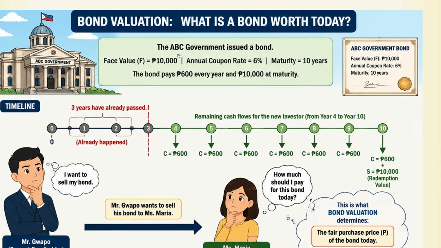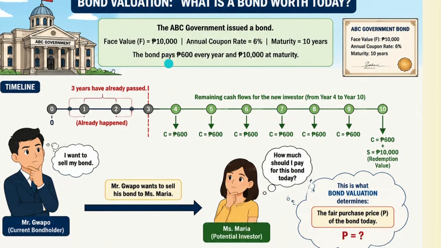So bond valuation, what is a bond worth today? That is the basic question when we say bond valuation. It is the continuation of our context or situation kanina. The ABC government issued a bond that has a face value of 10,000, an annual coupon rate of 6%, and the maturity is 10 years. The bond pays 600 every year and 10,000 at maturity.